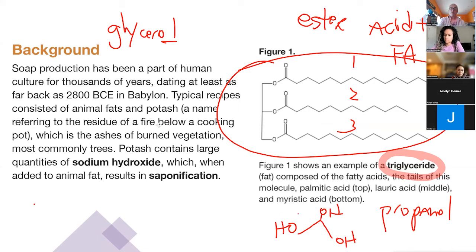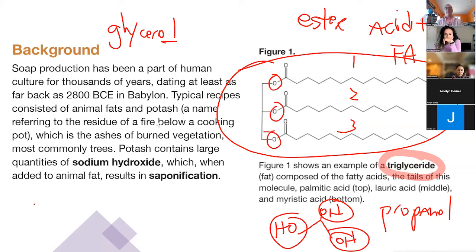And so each one of these groups forms an ester bond with a fatty acid. So there's 1 there, there's 1 there, and there's 1 there. So that's why we call it a triglyceride. There's 3 fatty acids, that's the tri, and the glyceride comes from the glycerol part.